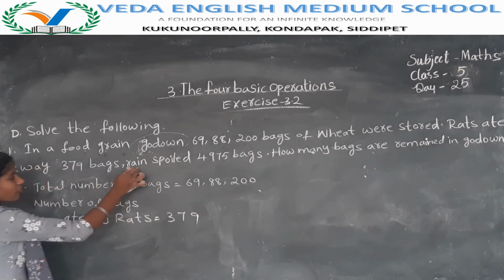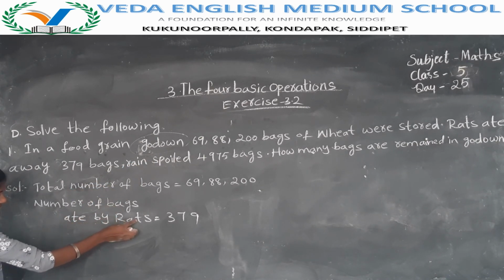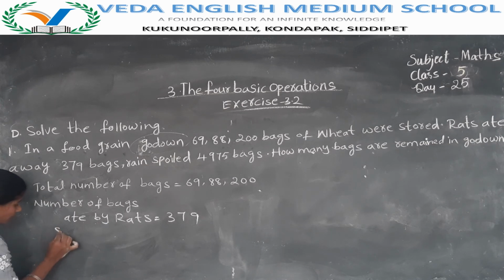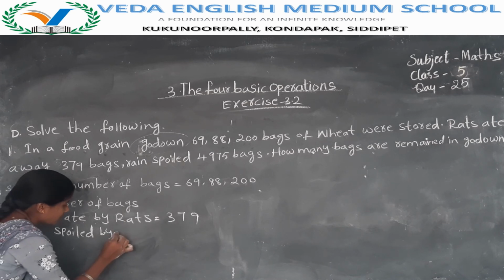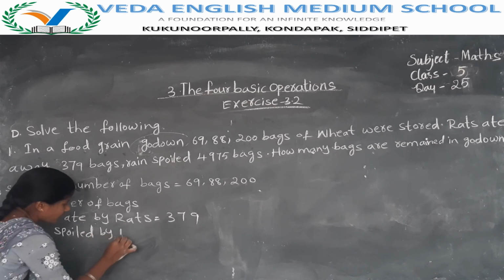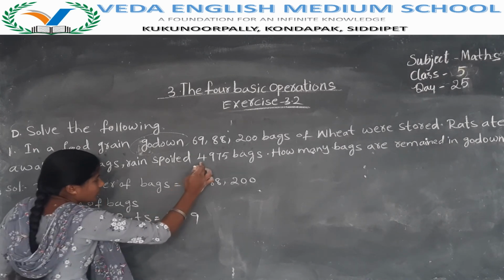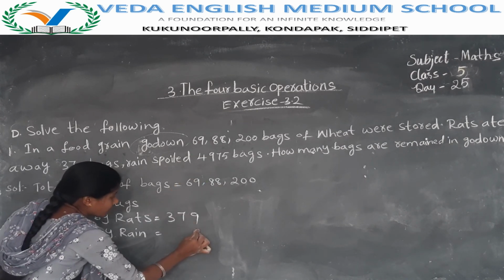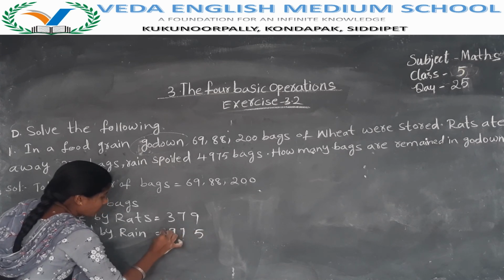Next, number of bags spoiled by rain. Rain వర్షం వల్ల ఎన్ని bags ఖరాబ్ అయ్యాయంట? 4,975 spoiled by rain. What you have to do? 4,975. 5, 7, 9, 4.